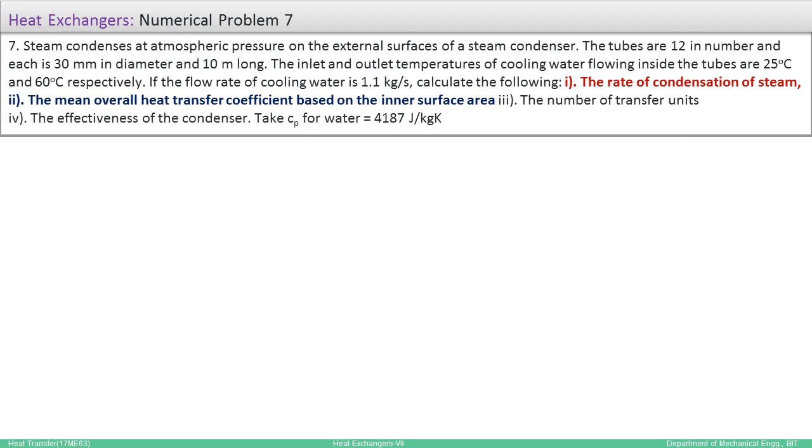Steam condenses at atmospheric pressure on the external surface of a steam condenser. The tubes are 12 in number and each is 30 millimeter in diameter and 10 meter long. The inlet and outlet temperatures of cooling water flowing inside the tubes are 25 degrees Celsius and 60 degrees Celsius respectively. If the flow rate of cooling water is 1.1 kg per second, calculate the following: the rate of condensation of steam, the mean overall heat transfer coefficient based on inner surface area, the number of transfer units, and the effectiveness of condenser. Take Cp for water equal to 4187 joule per kg Kelvin.